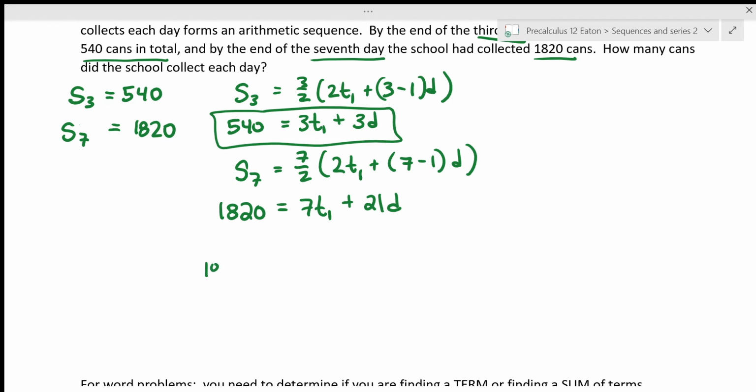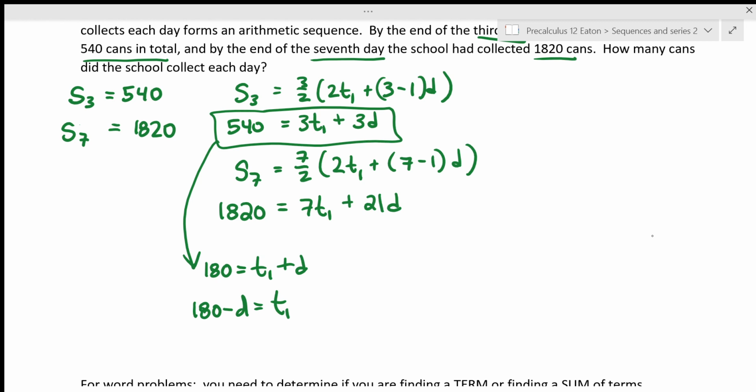So I get 180 equals t1 plus d, just by dividing the whole equation by 3. Now I'm going to subtract d from both sides, and I'm going to get 180 minus d equals t sub 1. So that's the value of t1. I could have done it the other way, doesn't really matter.